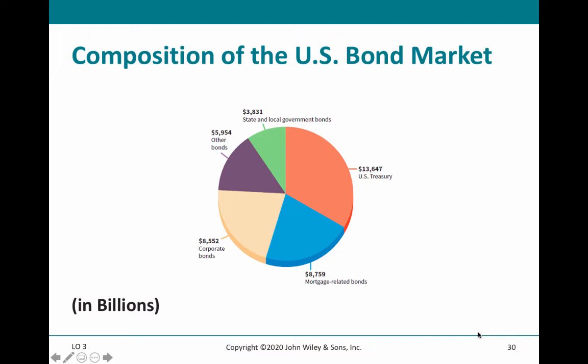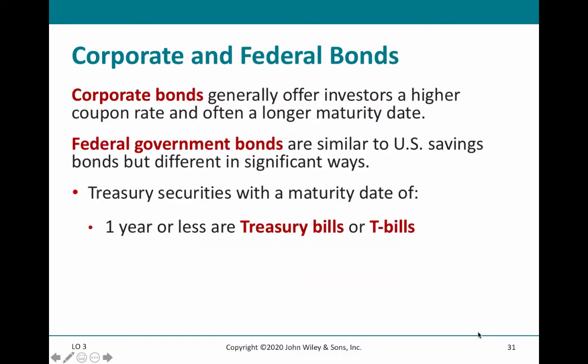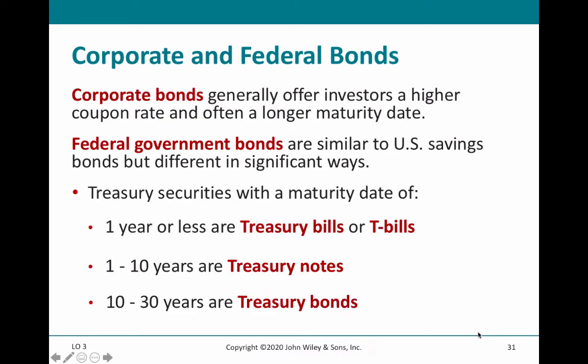Here's where you can see where bonds exist. You have corporate, mortgage, treasury, state, local government, and other. And when we look at corporate and federal bonds, corporate bonds tend to provide a higher interest rate and a longer maturity date. Federal government bonds are similar to U.S. savings bonds, but they have a little bit of differences. They have different time frames they can have a maturity date on. Sometimes you have a year or less, 1 to 10 years, or 10 to 30 years. I would note what these are all called. They go bills, notes, bonds.